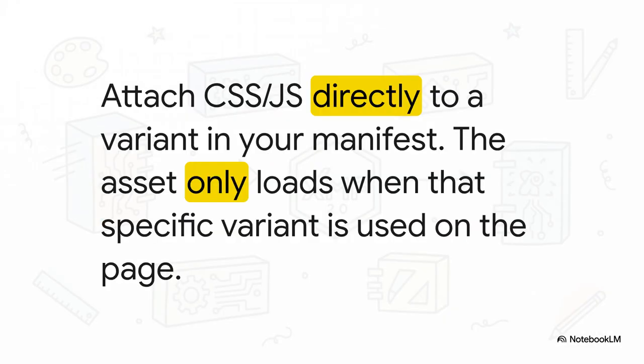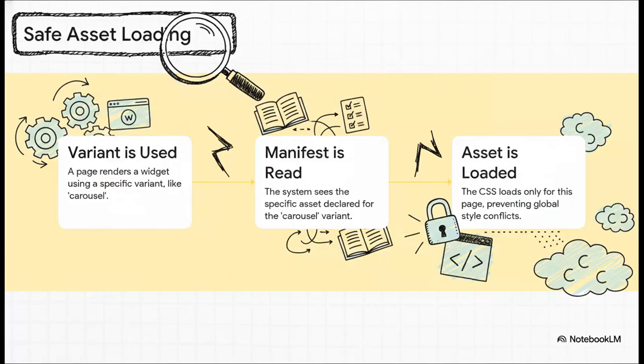And this right here brilliantly illustrates probably one of my favorite features. You can attach CSS and JavaScript files directly to a specific variant, right inside your manifest. Look at this variant assets property. It tells the system that the carousels.css file should only be loaded when the carousel variant is actually on the page. So here's how the system actually prevents those style conflicts. When a page gets built, the system sees, okay, the carousel variant is being used here. It then looks in your manifest, finds the specific CSS file that's linked only to that variant, and it loads it just for that one instance. It's this really surgical approach, and it means no more global CSS headaches. Your widget styles stay with your widget.